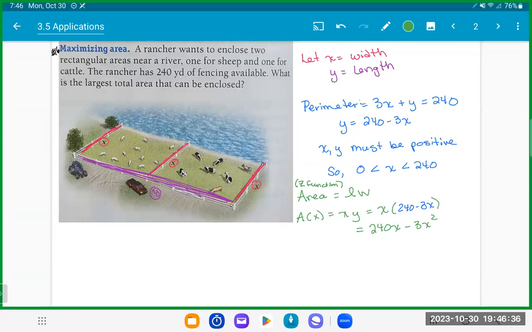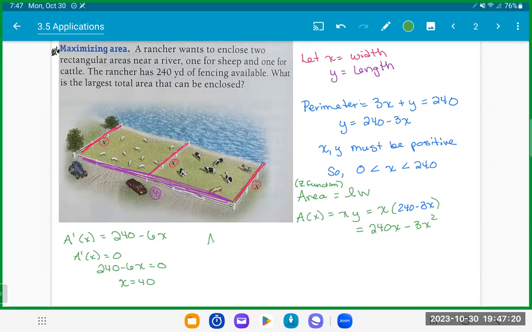Now I want to take the derivative. So when I take the derivative of A, I end up with 240 minus 6x. The derivative exists for all x's, therefore I could set it equal to 0 and solve. So when I do that, I get 240 minus 6x equal to 0, and I get that x is equal to 40. So there's only one critical value on the interval. So I need to do the second derivative test to determine if I have a maximum or a minimum, and what that value is, right?